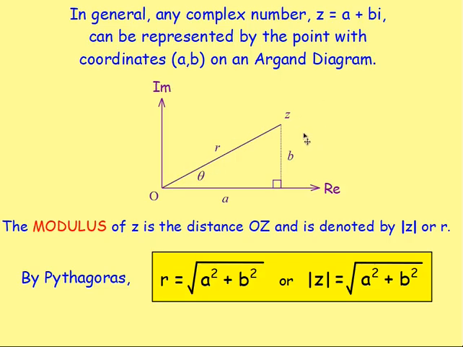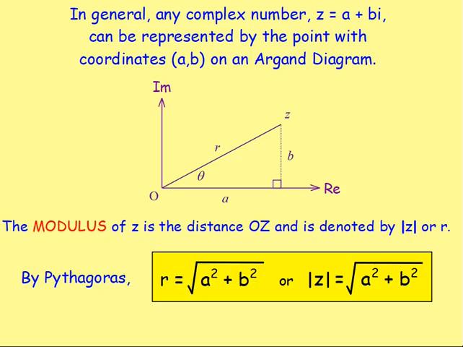The modulus of z is known as really the length. It's the distance from the origin to that point that you plot. And the way you find it is just using Pythagoras. So you can say r, the modulus of z, is equal to the square root of a squared plus b squared. And the a and the b you get from just this complex number when it's in the form of real part plus imaginary part.